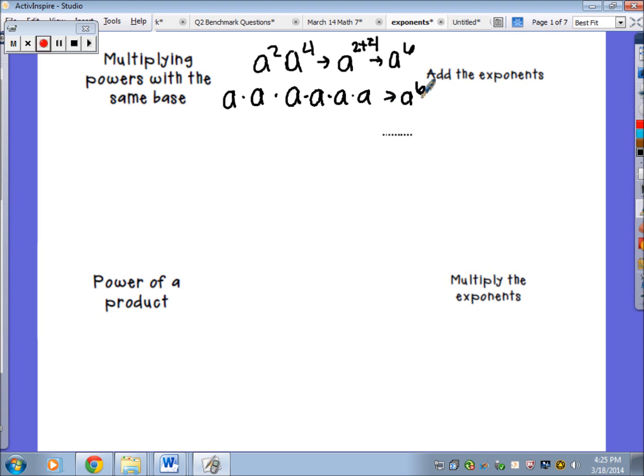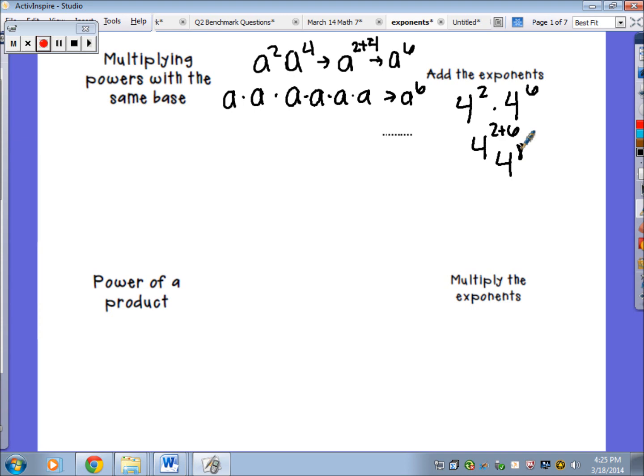If we're going to use numbers, we can have 4 squared times 4 to the 6th. 2 plus 6 is 8, so it's just 4 to the 8th power. That's all we have to do when we have multiplying powers with the same base.